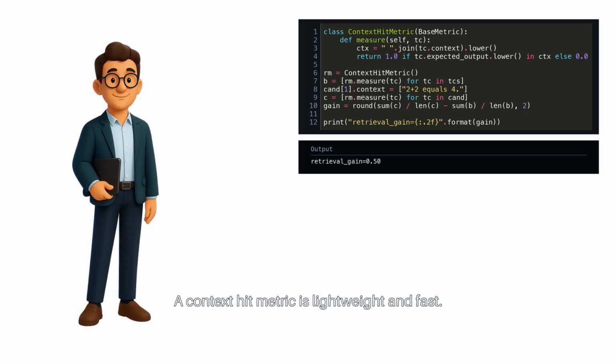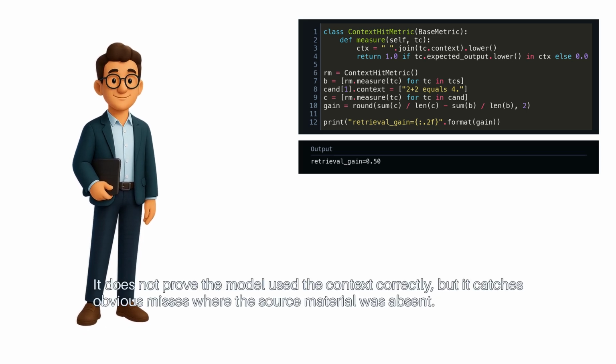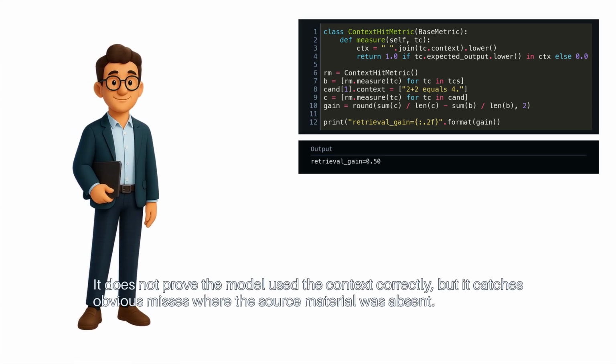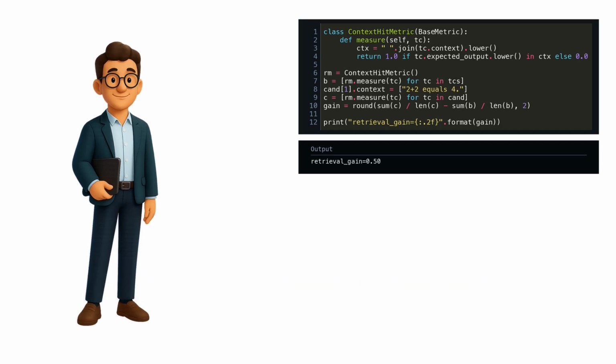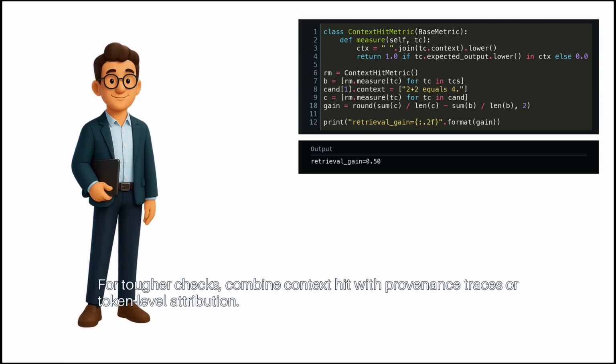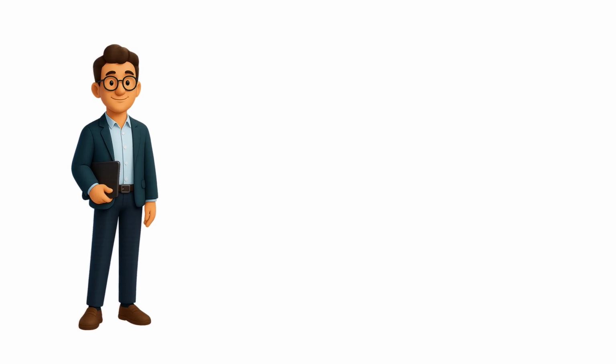A context hit metric is lightweight and fast. It does not prove the model used the context correctly, but it catches obvious misses where the source material was absent. For tougher checks, combine context hit with provenance traces or token-level attribution. Finally, we will convert these checks into a release gate.